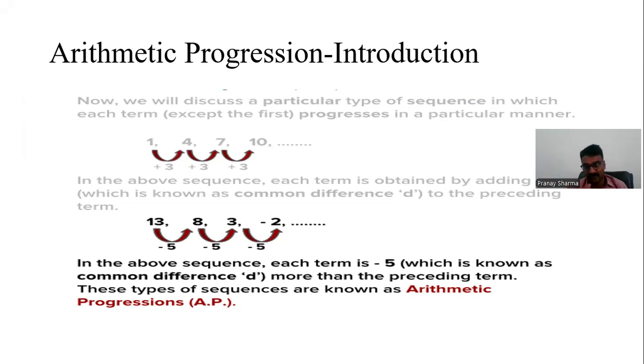Now, we can also have a negative difference. Suppose our leading term is 13. Leading term means the first term. It starts with 13, and then we are subtracting 5 from it. So we get 8. Again, subtracting 5 from 8, we get 3. Then we subtract 5 from 3, so it will come in negative, -2, and so on. So in this sequence, we know that there is a common difference. This type of sequence is also known as arithmetic progression. Fine, people?